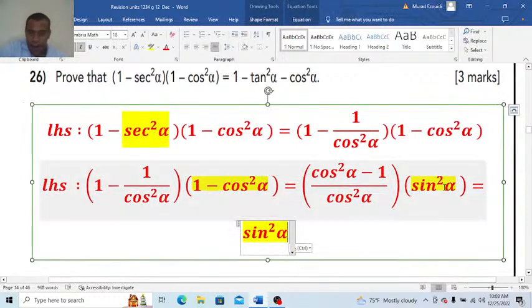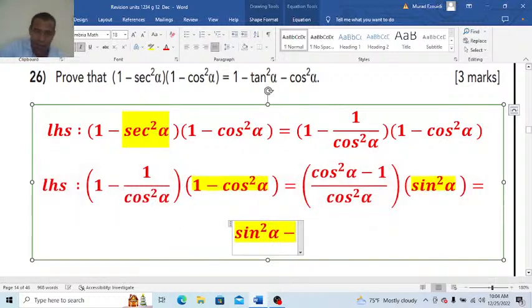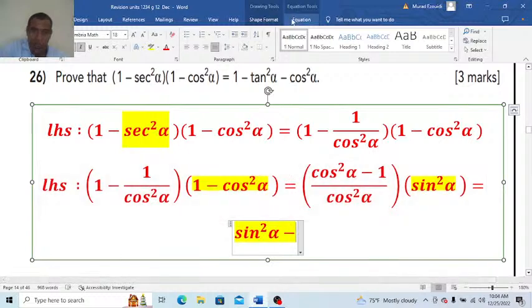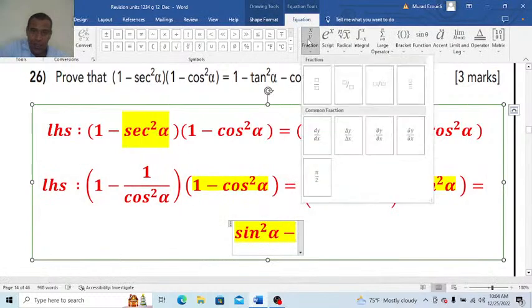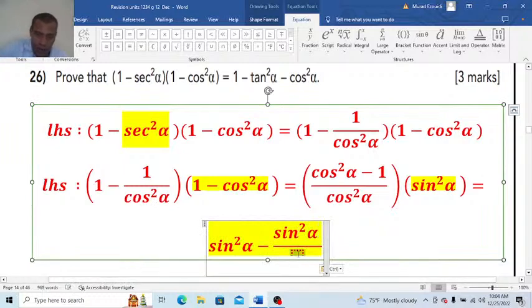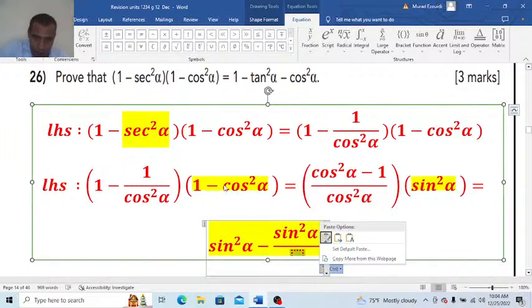Okay, because you see this one, 1 minus cosine square, we said is sine square. Sine square multiplied by 1 is sine square, minus what? Minus sine square divided by cosine square. I'll just insert the fraction. So it will be sine square over cosine square.